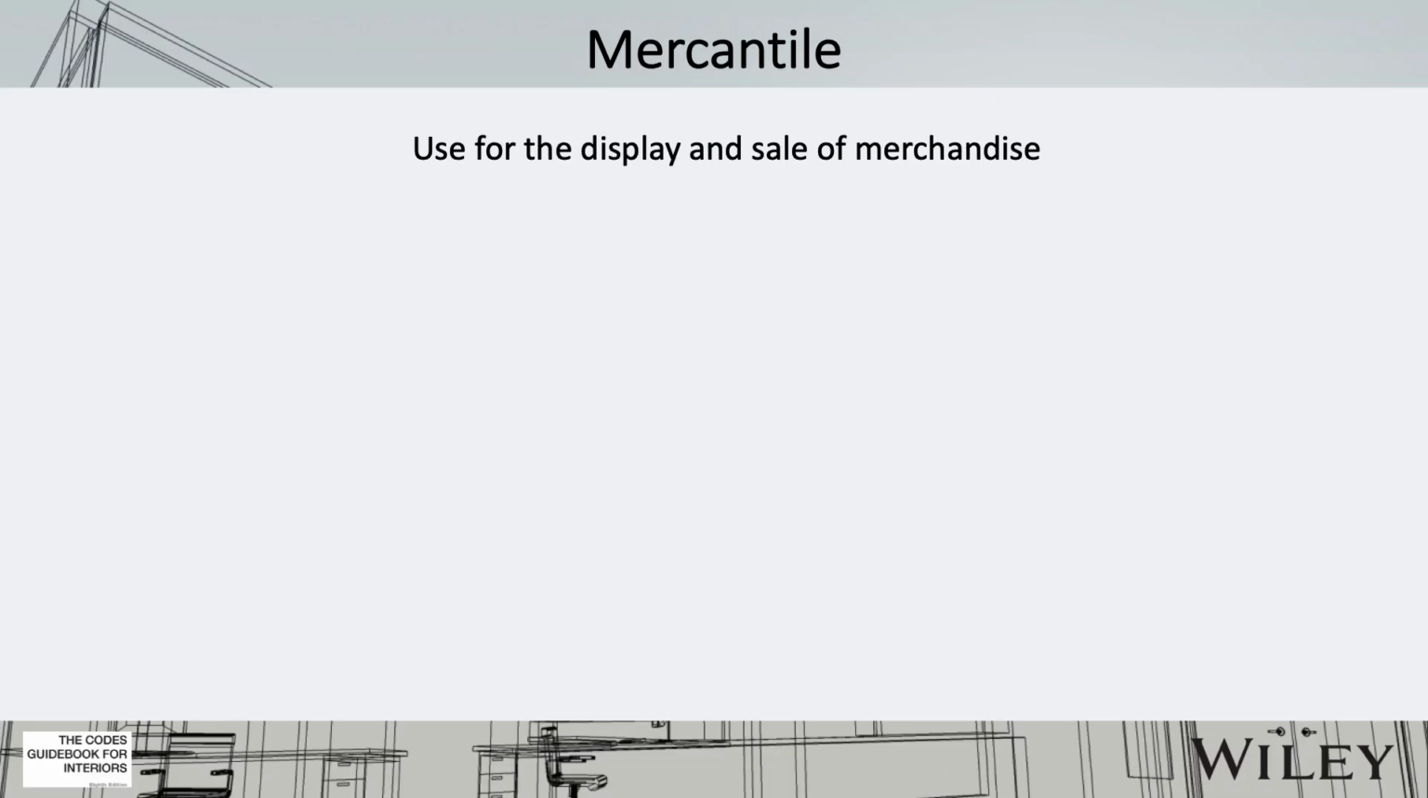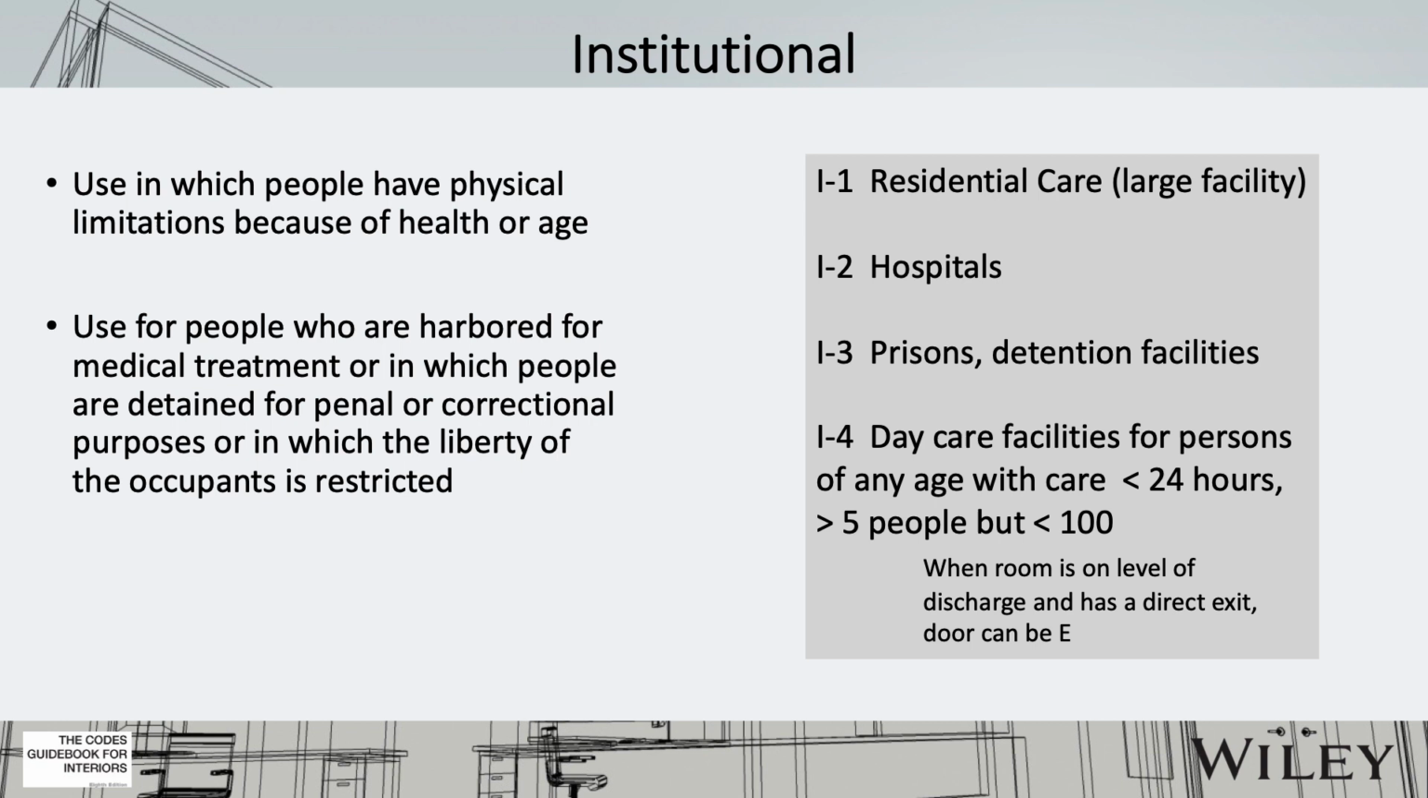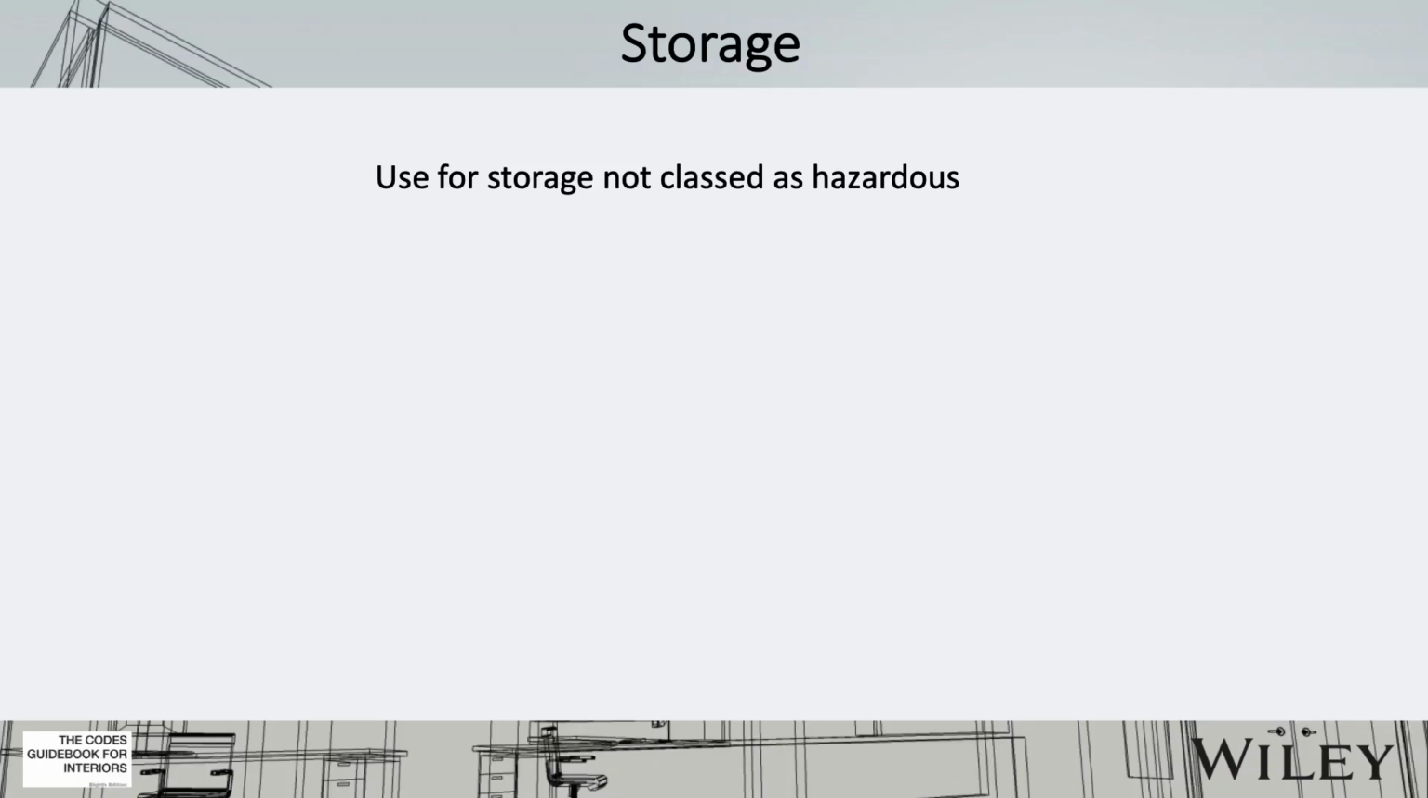The mercantile classification covers all kinds of retail stores, including mall stores. Institutional occupancies are for those who are incapacitated or imprisoned, and there are several classifications within the institutional category. The storage classification covers basic storage rooms within facilities as well as warehouses that host non-hazardous materials.